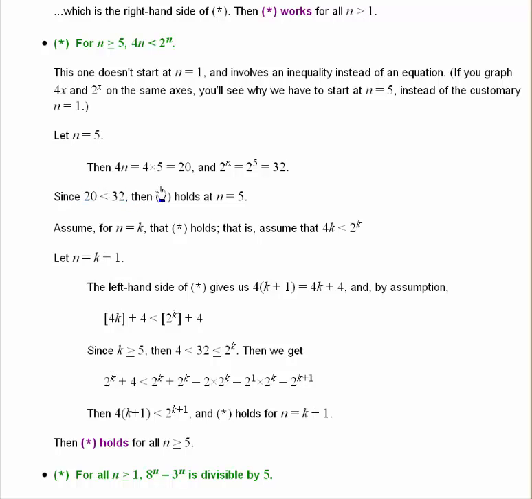Now we're going to do our assume step. We're going to assume that star is true for n equal to k. So that's assuming 4k is less than 2 to the k. We don't have to prove this. This is what we're assuming.